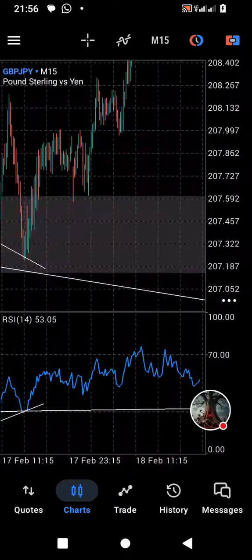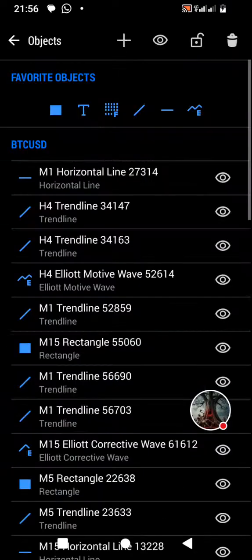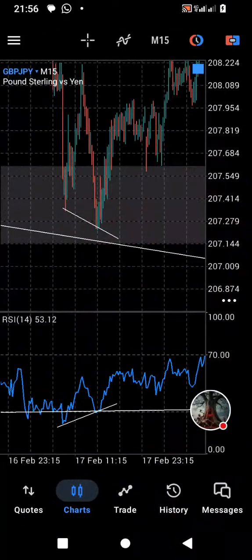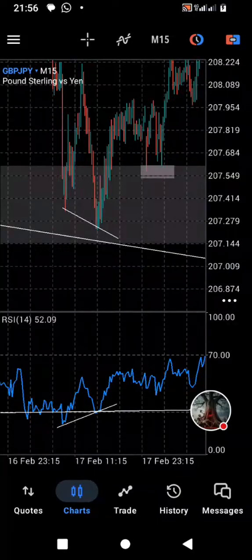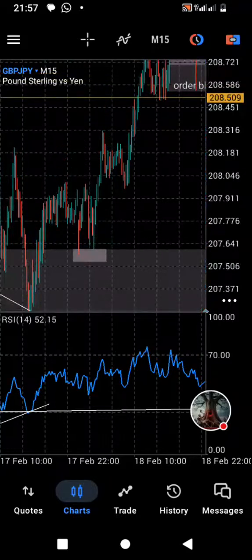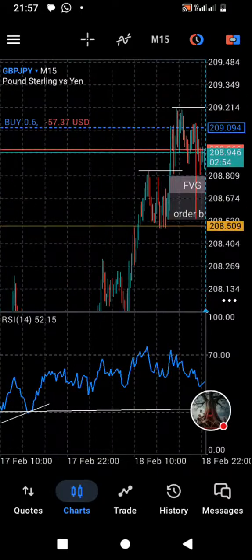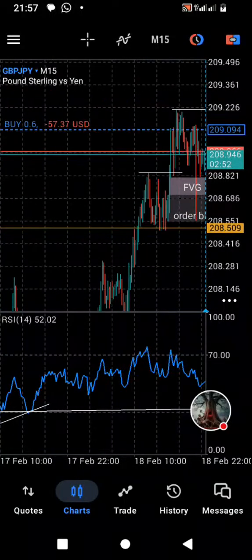And here it was supposed to give us a break of structure over here, maybe down to this place. But it failed. Instead it started going up, making a higher high and a higher low.